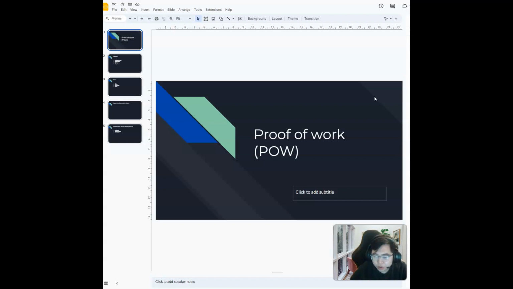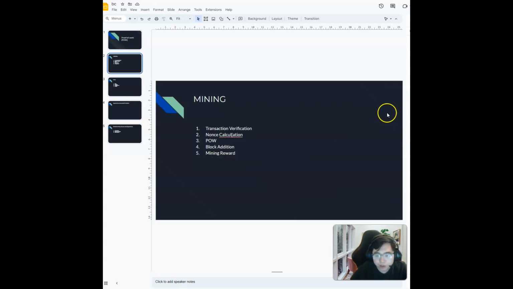To validate a block, the miner must find a number called a nonce that, when combined with the transaction data in the block and passed through a hash function, produces a hash that meets certain criteria. Usually, the hash must start with a certain number of zeros. So for the POW, finding a nonce requires many attempts and is computationally expensive. This effort is the work of POW.